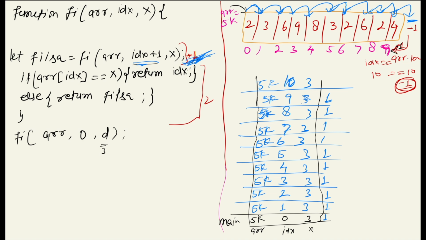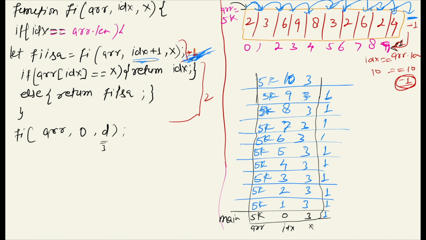So this is our base case. Here we will implement this: if index equals array dot length, then it will return -1. Okay, so this is our base case.